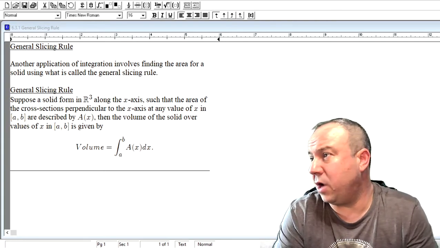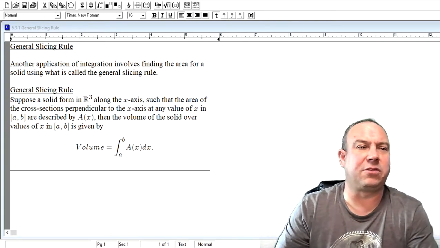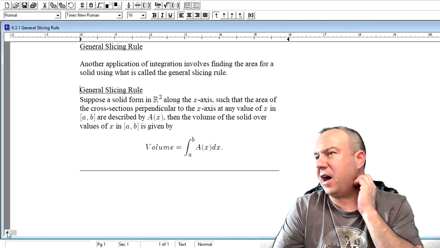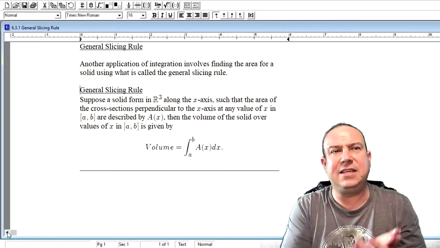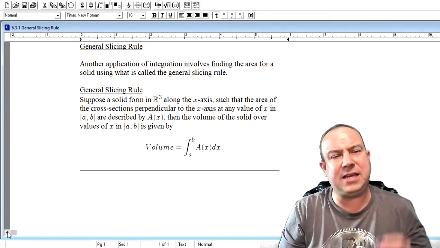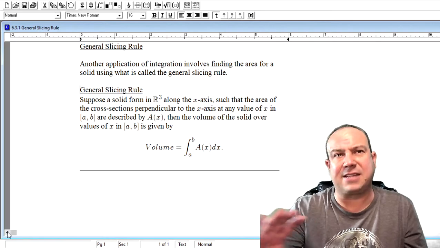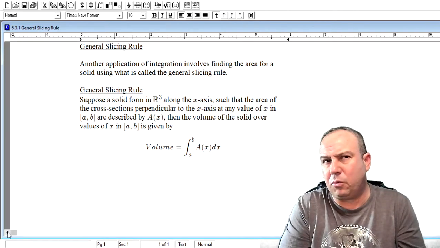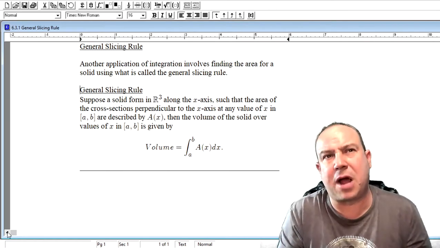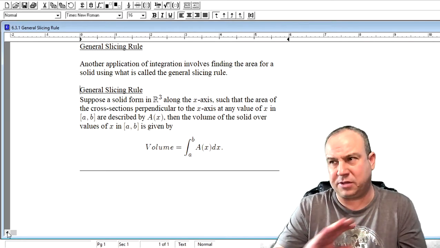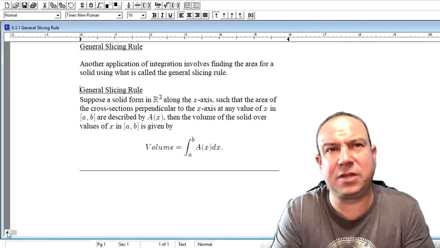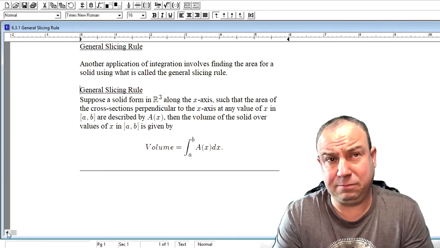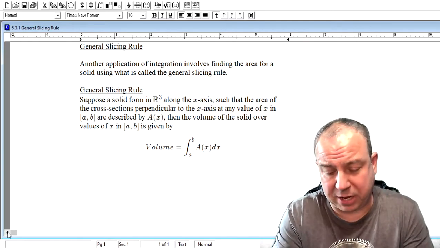But here, as I noted, we are going to be looking at the general slicing rule, which is just another application of integration. It's used to define the volume of a solid that forms in three-dimensional space along a particular axis of that space. Usually, we might set the problem up so that the solid forms along the x-axis. But certainly, this solid can form along any of the three axes that describe our three-dimensional space.